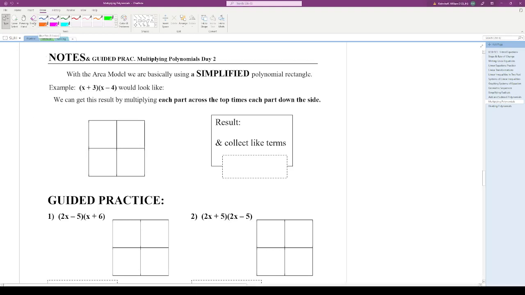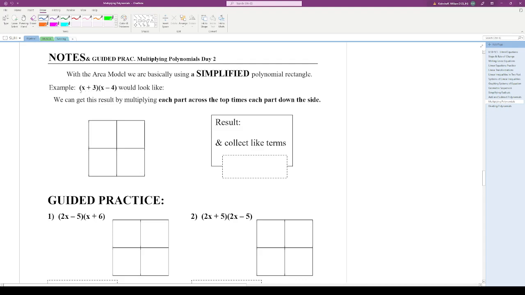Yesterday we started our topic on multiplying polynomials using algebra tiles, and we also mentioned in the video the area model or box model that we're going to see today, and the multiple distribution that we'll also get to today. So as a reminder, polynomials are made up of multiple terms.